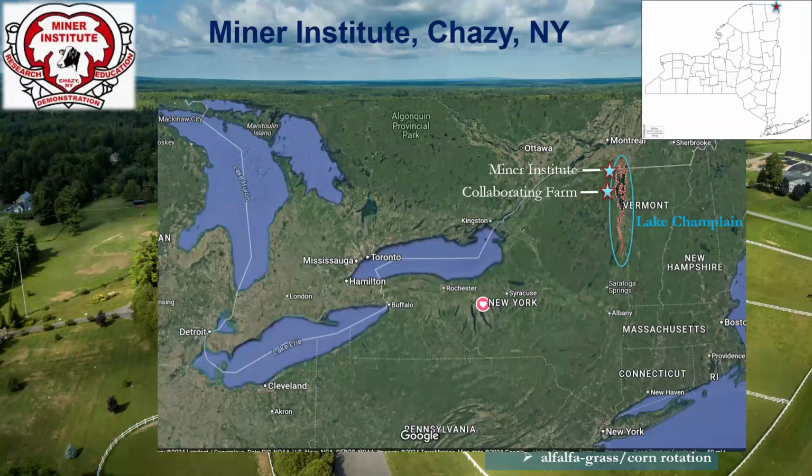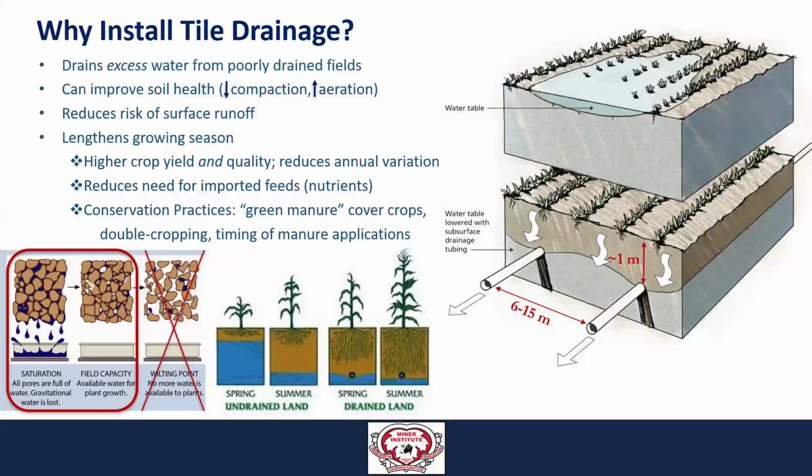So you can see us here along the Lake Champlain River. Miner Institute is that northern star. And then some of the data I'll be sharing later on is from a collaborating farm that is a bit further south of us, about a half hour south of us. I won't spend too much time on this because I could spend about the next hour just on this slide, but there are many reasons to install tile drainage.